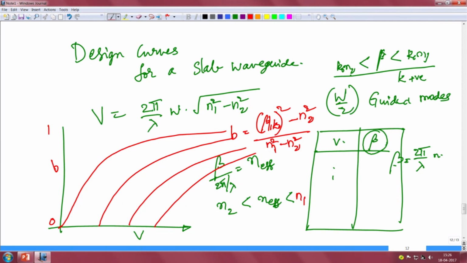So, we will take up the discussion about the waveguides further when we go to the next exercise on the asymmetric slab waveguides.